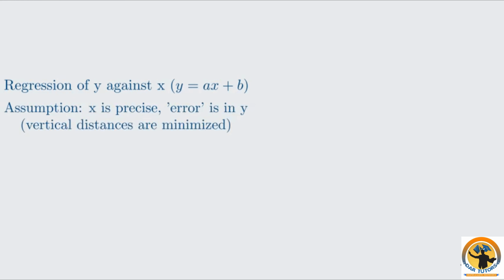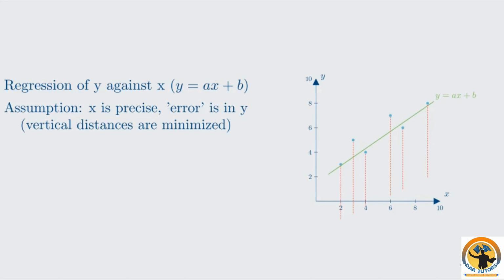This model makes a crucial assumption. We consider the x values to be precise, and all the variability or error is associated with the y values. In other words, the response variable is assumed to be the one measured with error. So, when you see a regression line of y against x, remember that it's the result of minimizing these vertical errors. Now, let's consider a different scenario.